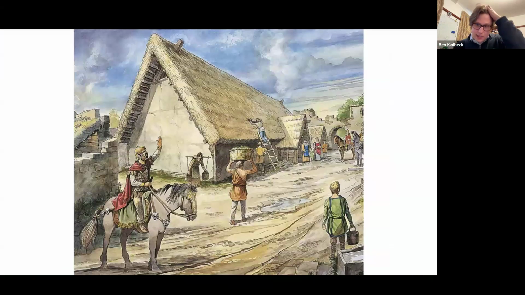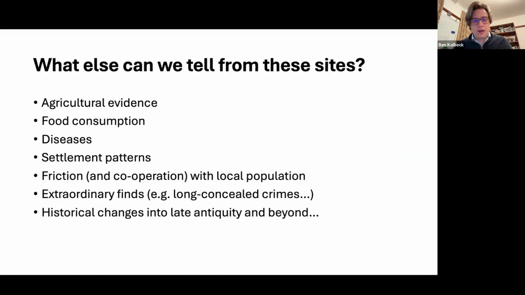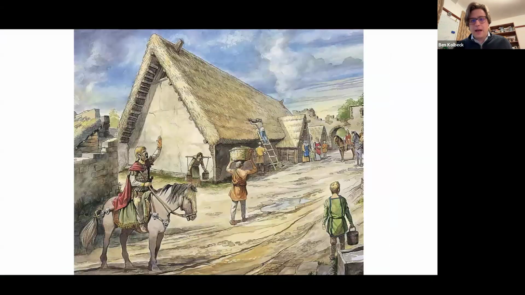And then finally, this is an artist's impression of what happens at this fort, Birdoswald, after the Romans leave, which is that the site doesn't become unoccupied. Actually, some of the soldiers probably stay even after the Roman army officially leaves. And it immediately becomes a kind of local stronghold for essentially a local warlord. And they build what looks very much like a kind of medieval hall.